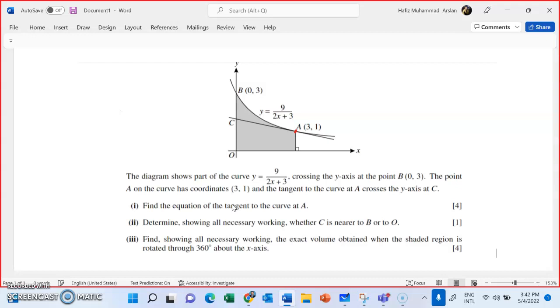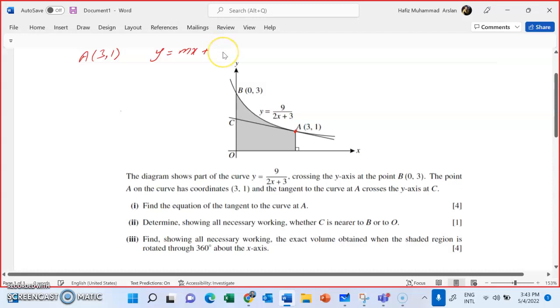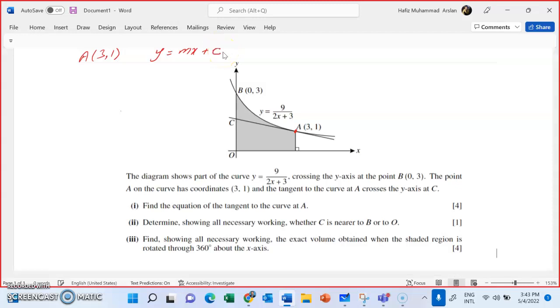So we need to find the equation of a tangent at A. So we know the point, it's (3, 1), and what else we need, because the equation is y is equal to mx plus c, so we can find c using this point A, but we need to find the gradient. So in order to find the gradient, we can use the curve.